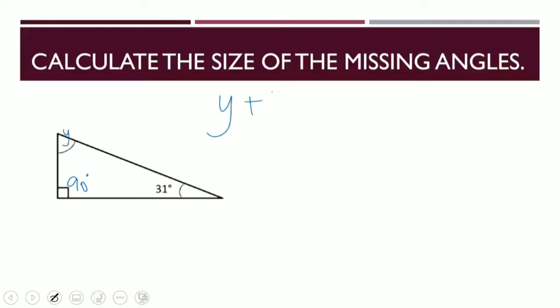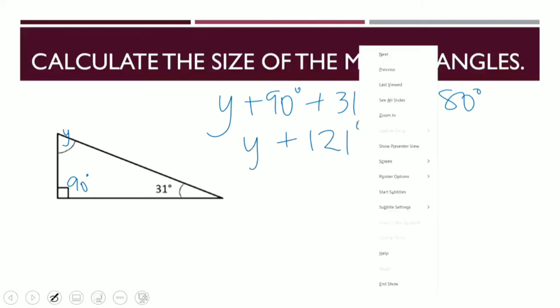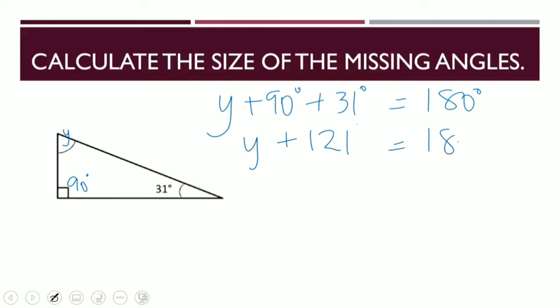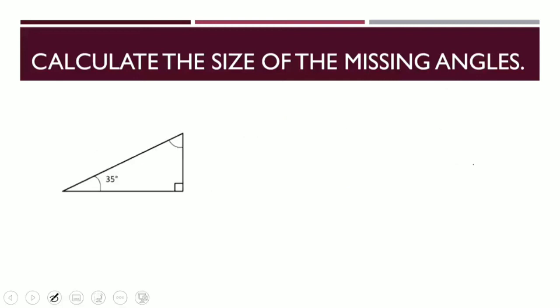So now we have y plus 90 degrees plus 31 degrees, which should give us 180 degrees. Y plus 121 degrees is equal to 180 degrees. And if we subtract 121 degrees from both sides, then we should end up with y being 59 degrees. That's it for the questions we will do together.